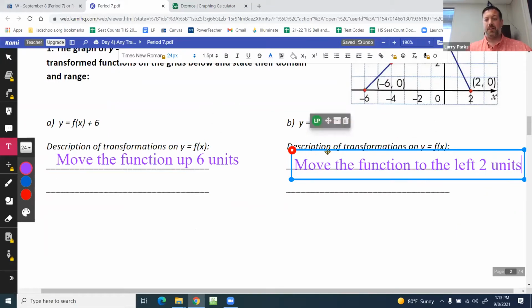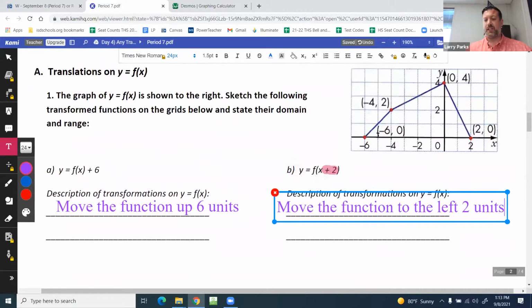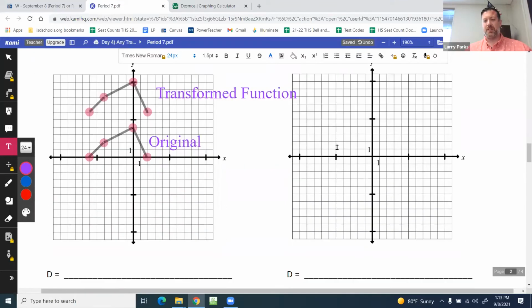Okay. And I'll let you do that yourself. So you're going to take all of these points. I would graph them again. And then you're just going to move them to the left 2, left 2, left 2. And your shape should be the same. It's just moved over 2 units. So I'll let you do that part yourself.